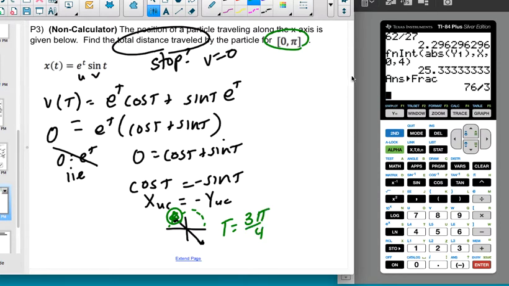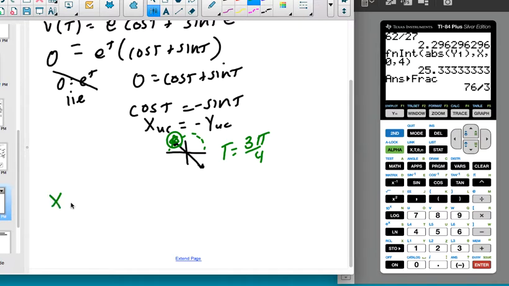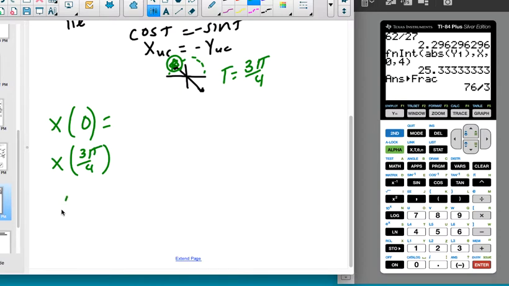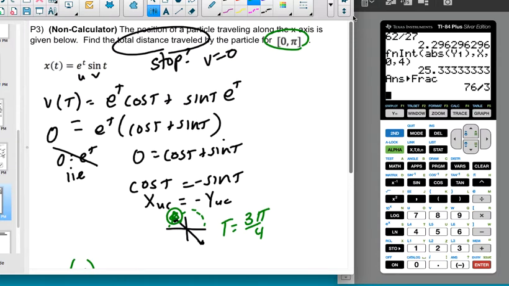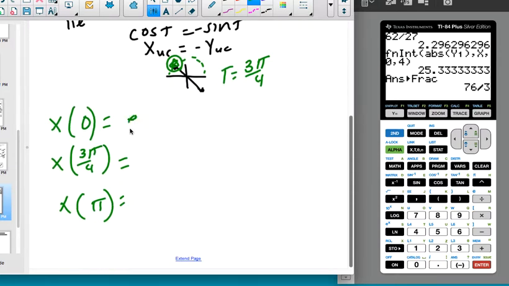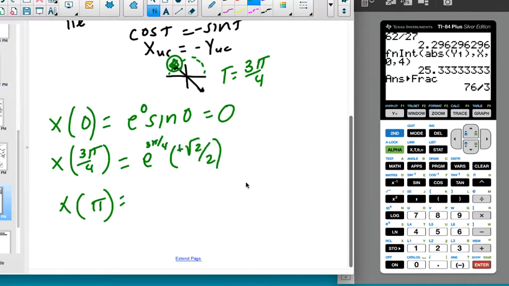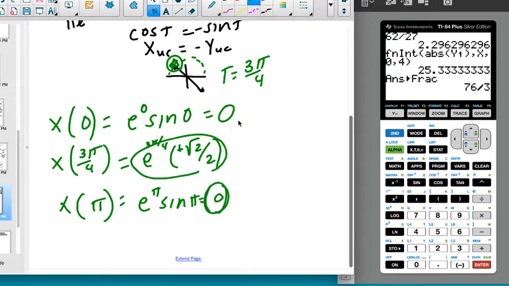So basically what I'm going to have to do is find the position at those 3 spots. I need to find x of 0, I need to find x of 3 pi over 4, and I need to find x of pi. And once I find those 3 spots, I just find how far I traveled on each leg, because those are the only places I stopped. So it's e to the t sine t. So this is going to be e to the 0 sine of 0, which is just a 0, right? This is going to be e to the 3 pi over 4 times the sine of 3 pi over 4, which is a positive root 2 over 2, right? That's the number. And then this one is going to be e to the pi sine of pi, which is going to be 0, right? So that's a 0. So these are my 3 positions, right?